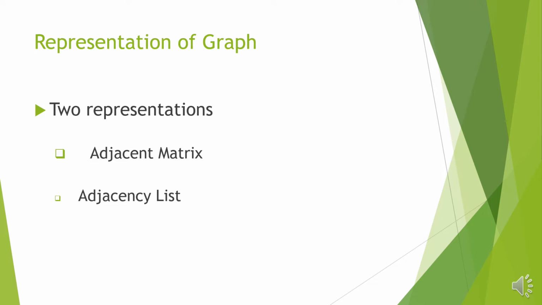The next topic is the representation of a graph. There are two kinds of representations in which we can represent our graph. One is the adjacency matrix and the other is the adjacency list. These two ways we can represent our graph.